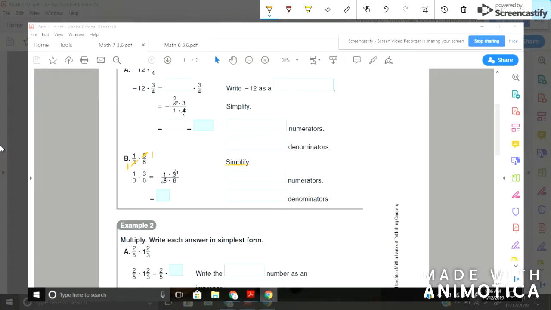Again, multiply your numerators. On top, 1 times 1 is 1, and then on bottom, multiply our denominators. So 1 times 8 would be 8. So 1/8 would be our final answer.